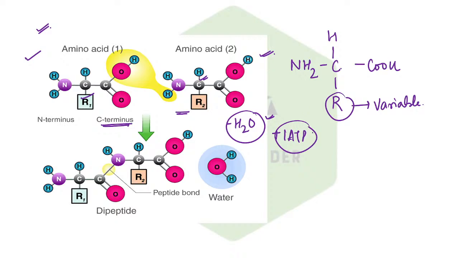As and when one ATP gets utilized in the process and you have elimination of one water molecule, what do we have? We have water getting eliminated and a bond getting formed between the two. What is this bond known as? This bond is known as your peptide bond, right?